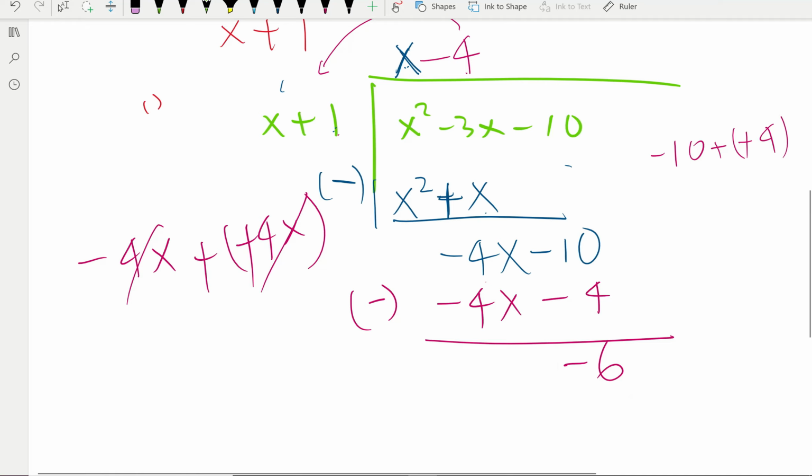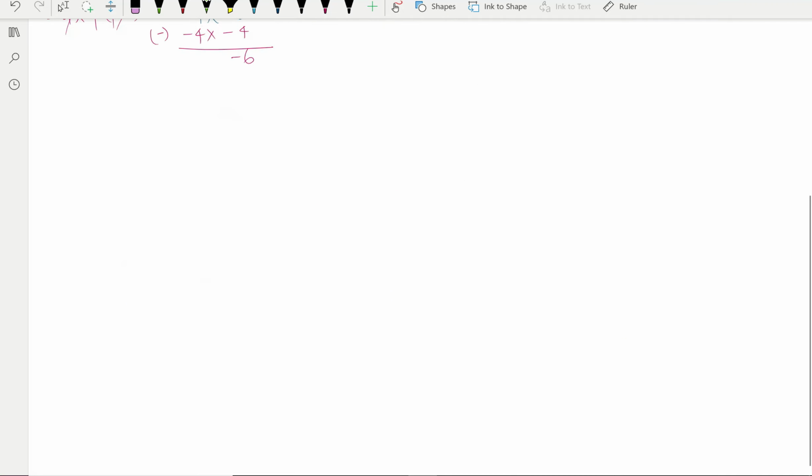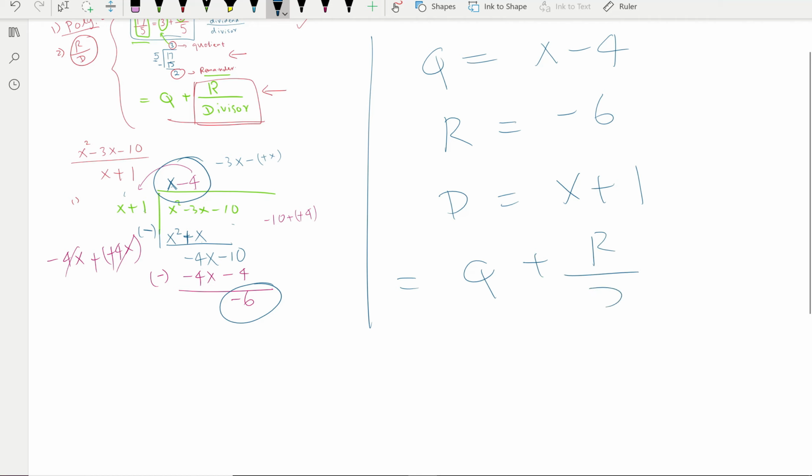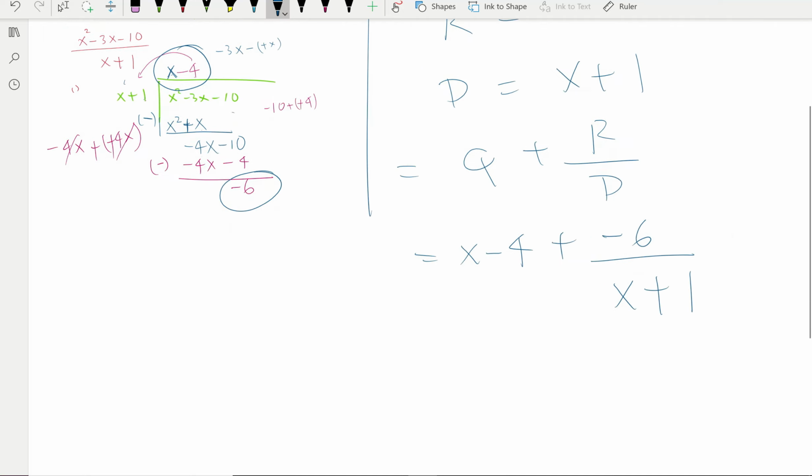All right, so now let's get the details. What are the details we need? We need q, the quotient. What is the quotient? x minus 4. We need the remainder. What is the remainder? Negative 6. We need the divisor. What is the divisor? x plus 1. That's all we need. So the formula is q plus r over d. So q is x minus 4, plus the remainder negative 6 over the divisor x plus 1. See? This is the initial decomposition, the first step.